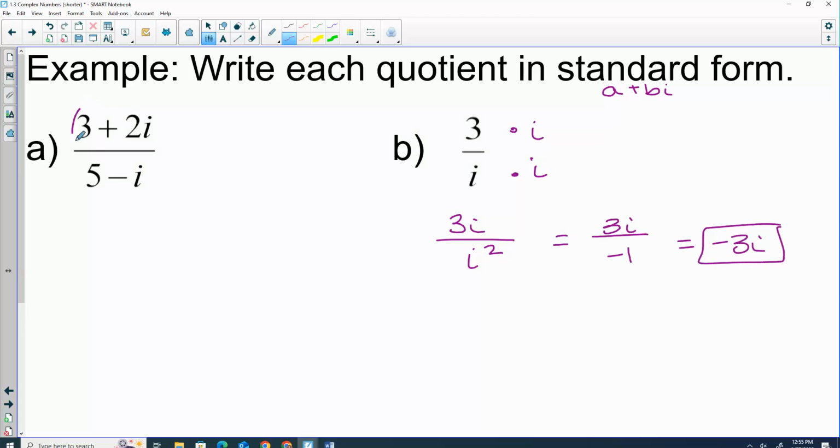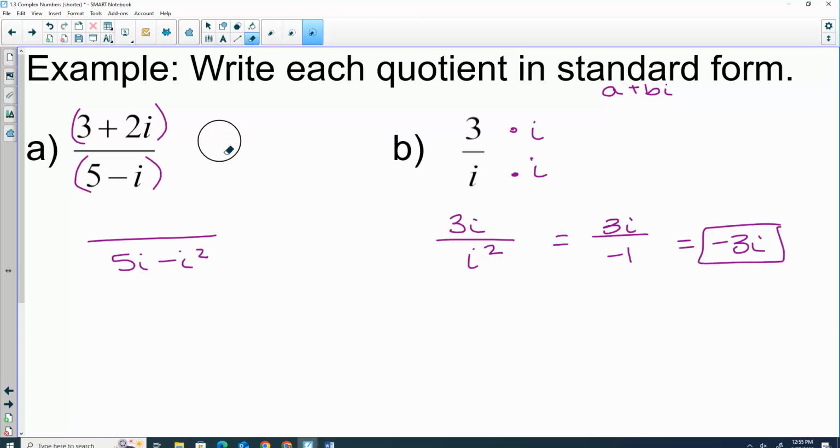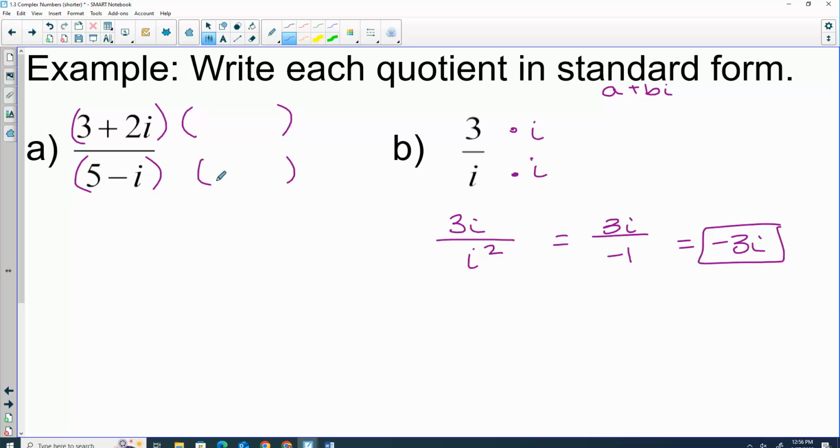On A, if all I did was multiply by i, my denominator becomes 5i minus i squared. Did that get rid of the i? No. So what am I going to multiply by this time? The conjugate, which is the same thing but opposite signs. I know you guys were all close, couldn't think of the word. So 5 plus i.